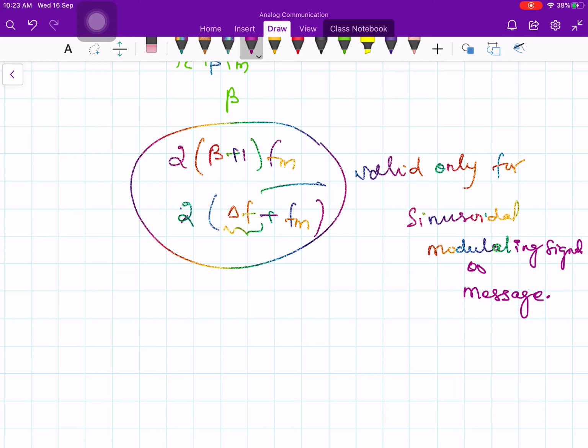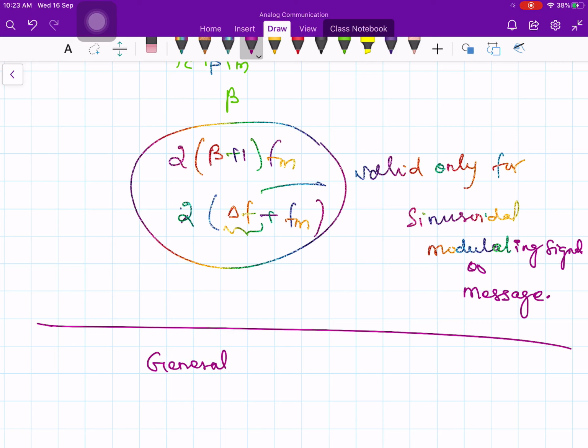But anyway, we will not go through that argument, because it is beyond the scope of our course here. But I will just give you the result here. That result was obtained by a gentleman called Carson. So we are now looking at the result for a general modulating signal.